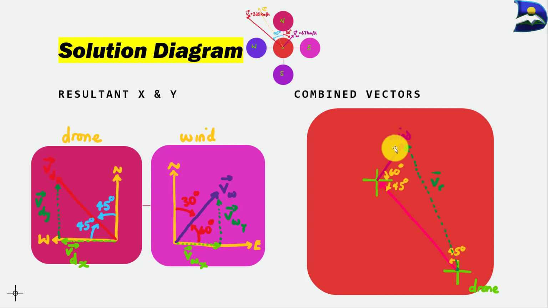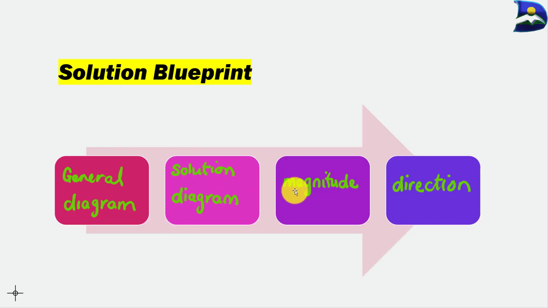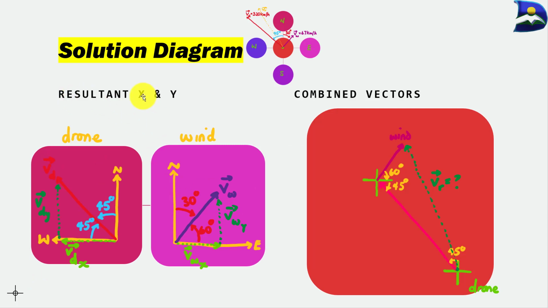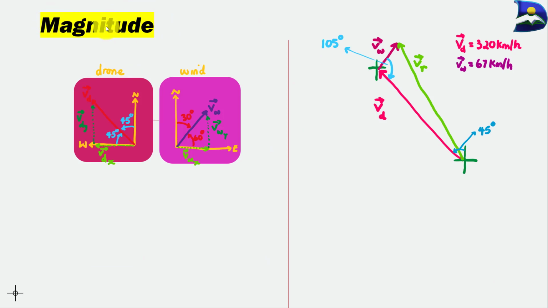And so we need to determine not only what this particular value is, which is the magnitude, but also the direction. Here is where we're going to move to the next step, which is to determine what the magnitude of our specific resultant x and y compared to that of the combined vector for this particular solution diagram. Now, to determine the magnitude, we're going to look at first the specific step for the resultant x and y.